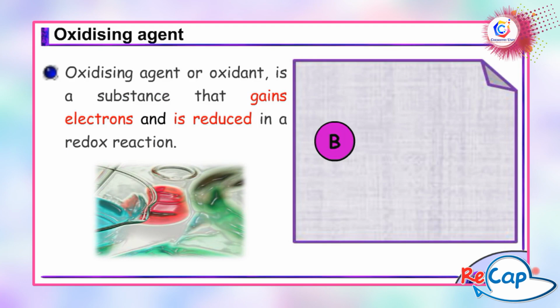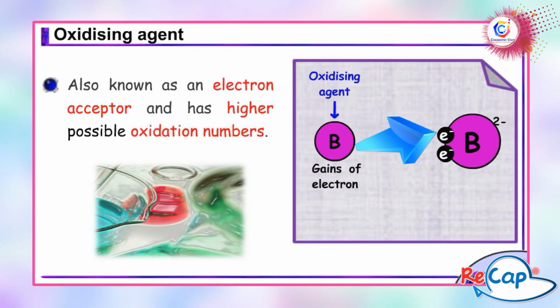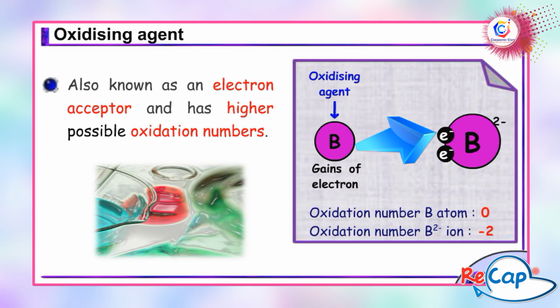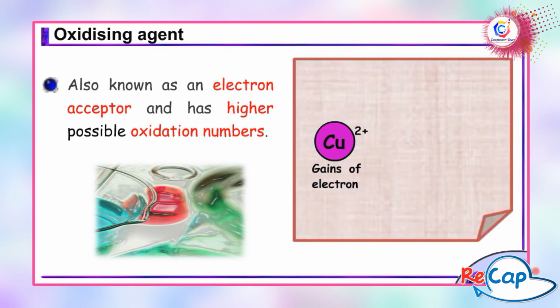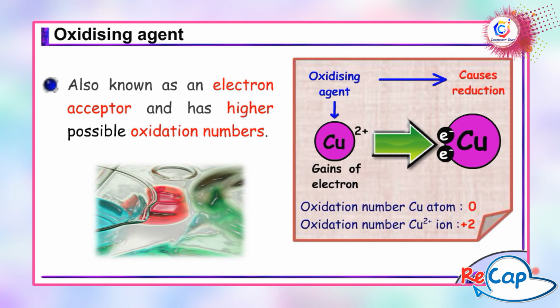Oxidizing agent or oxidant is a substance that gains electrons and is reduced in a redox reaction. It is also known as an electron acceptor and has higher possible oxidation number. For example, copper 2 plus ions gain 2 electrons. Therefore, copper 2 plus ion is an oxidizing agent and causes reduction.